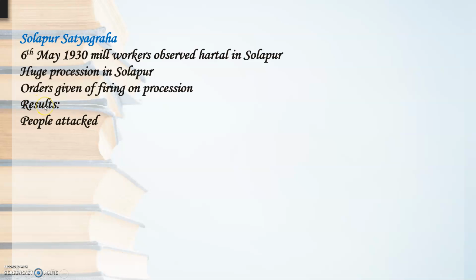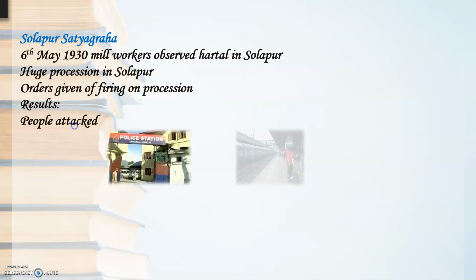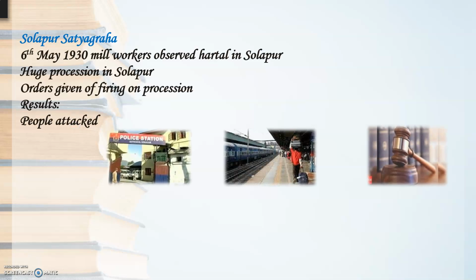And the result or consequence of this was, people of India started attacking the government police stations, railway stations, and the courts. These places were attacked by the Indians as an effect of the Solapur Satyagraha. Why? Because the Britishers fired on the people who took part in the rally or the procession.